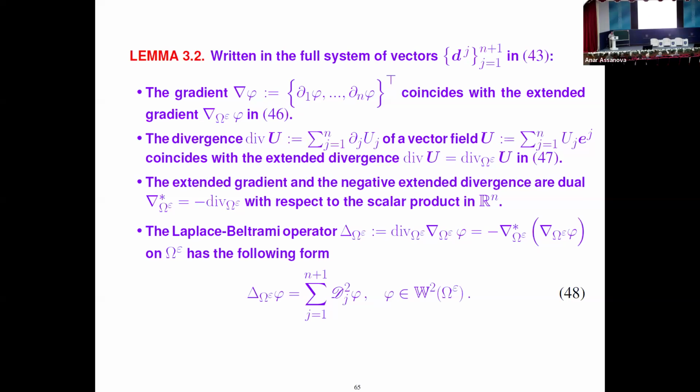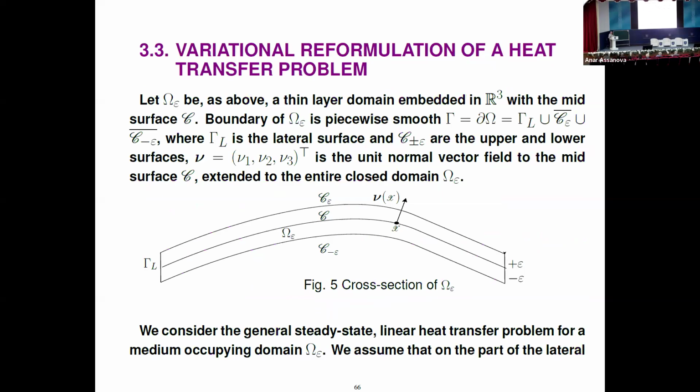Now we can work on the reformulation of our problem in terms of functionals, because we can consider gamma convergence not for boundary value problems, but only for functionals. That's why we now start the variational reformulation of our problem.